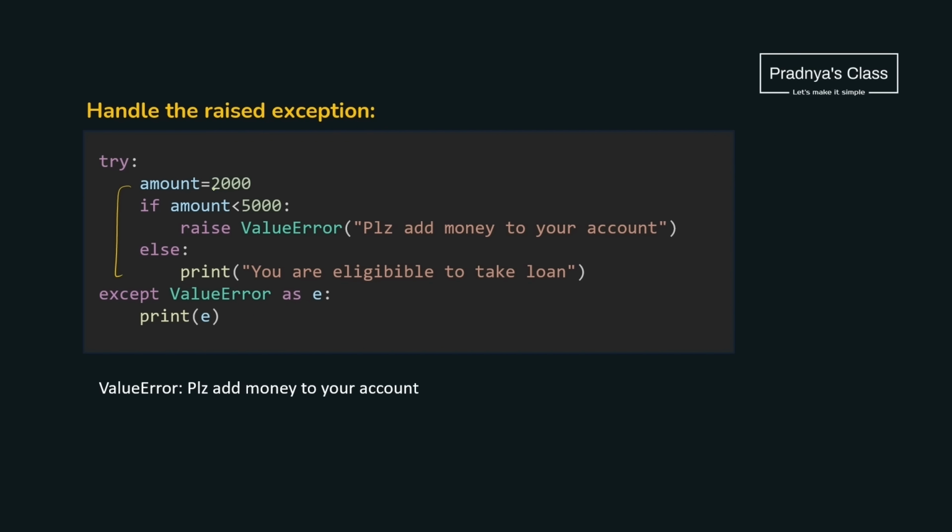Write the code in the try block which may raise exception, and in except block handle it. So when the amount is less than 5000, you will get value error exception. Look at the output. Here we have initialized 2000 which is less than 5000. That's why we got exception.